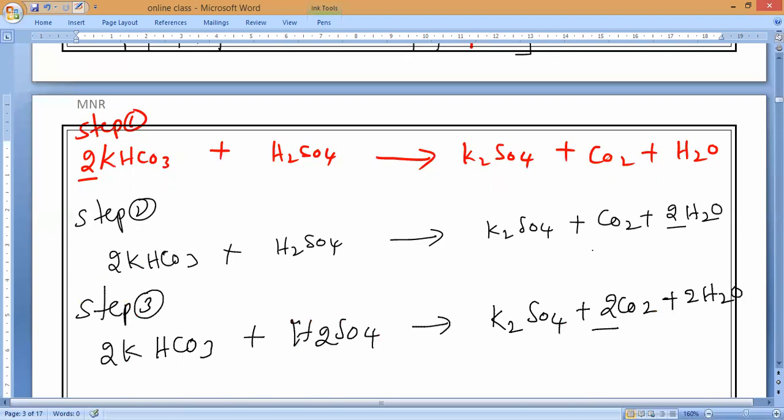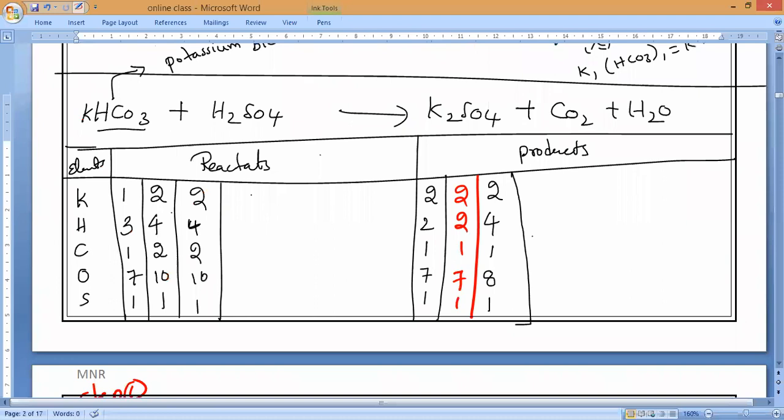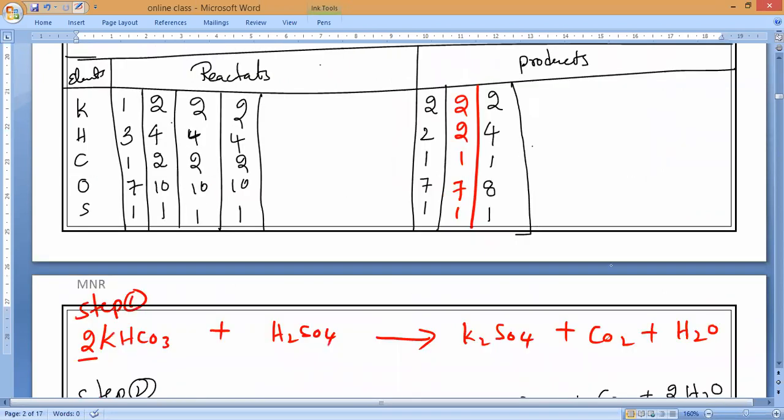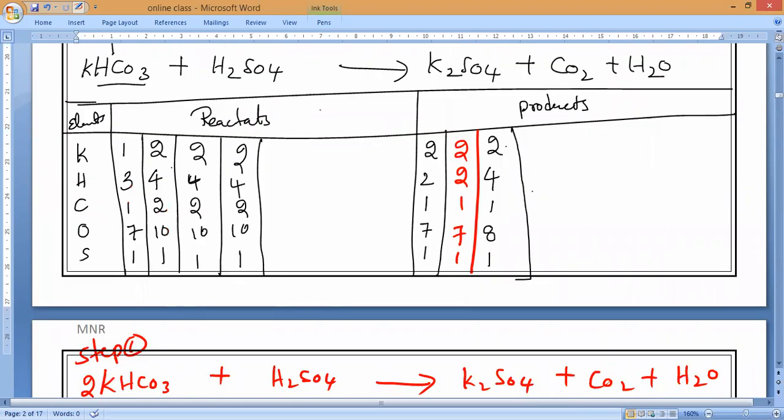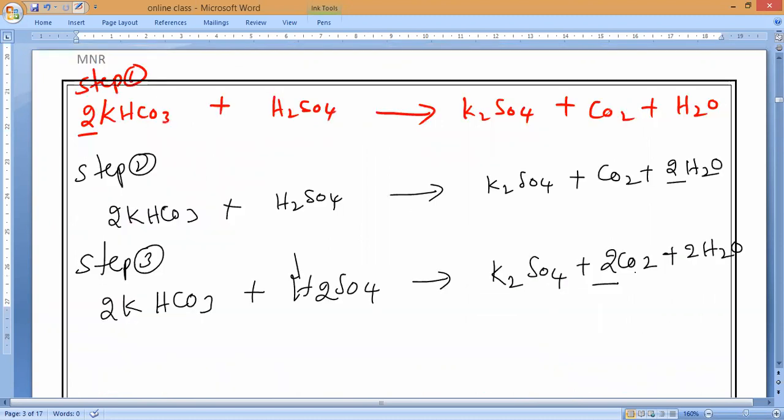Is it okay, guys? So product side changed, reactant side no change: 2, 4, 2, 10, 1. Okay, guys? Yes or no? That is what it will become. So now, again, what is happening? Product side, tell me. Potassium, no change. Hydrogen also no change. Now carbon will become 2. Oxygen, count, guys. Oxygen how many? 4. 2 twos are 4.